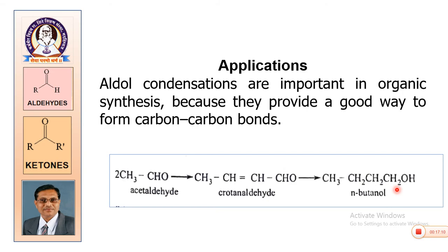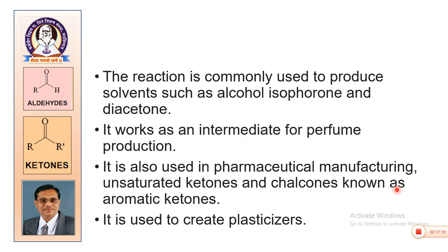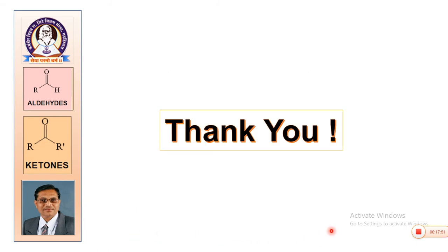These reactions which we study are basically important for the concept, but can be used effectively in several applications. So, what are the applications or uses? The reaction is commonly used to produce solvents such as alcohol, isophorone and diacetone. You can go through these compounds whenever you have interest. Then it works as an intermediate for perfume production. It is also used in pharmaceutical manufacturing, and for unsaturated ketones and chalcones, known as aromatic ketones. It is also used to create plasticizers. So, these are the applications.